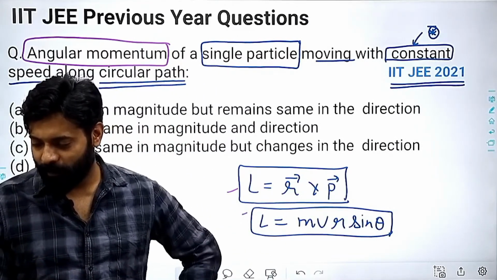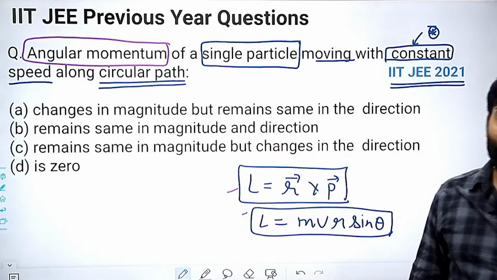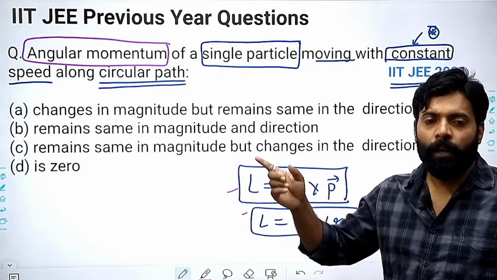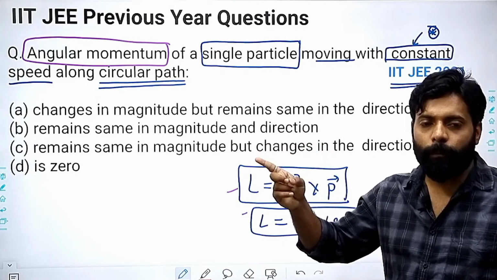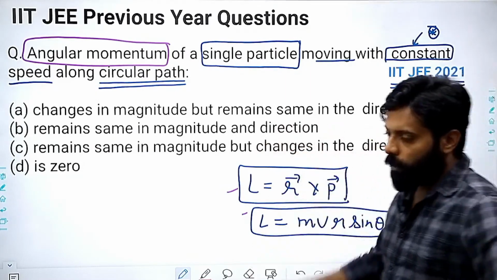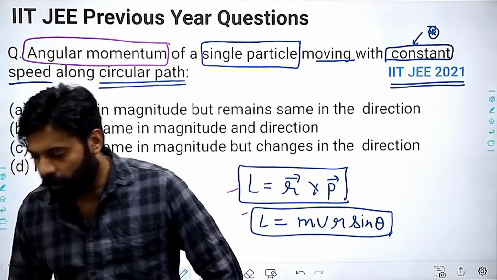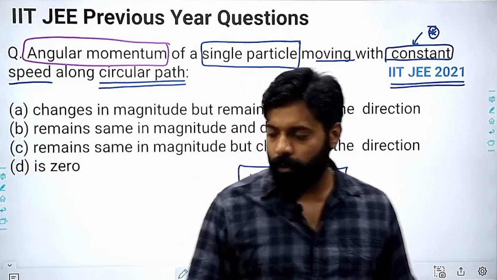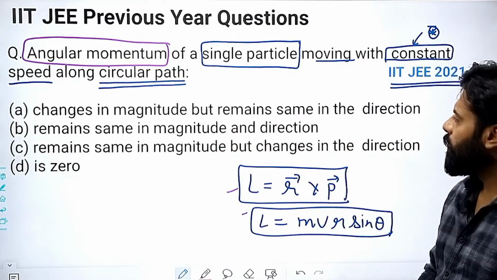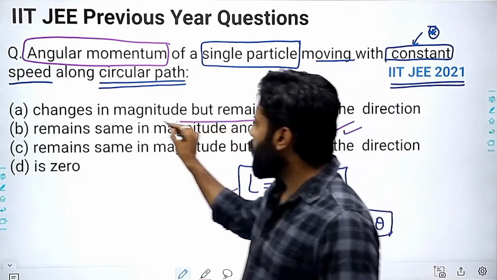Please do let me know which is the answer. Changes in magnitude but remains same in the direction. Remains same in magnitude and direction. Remains same in magnitude but changes in the direction. Or is zero. Akshita is saying, why is there a change in direction? The answer is remains same in magnitude and direction.